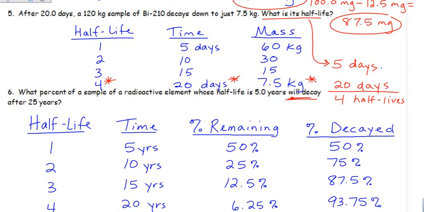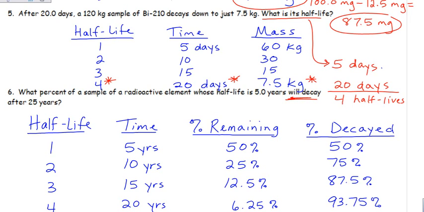Let's wrap up these problems on half-life. In number 5, after 20 days, a 120 kilogram sample of bismuth-210 decays down to just 7.5 kilograms. What is the half-life? Again, you can do these with a table, you can do them in your head.